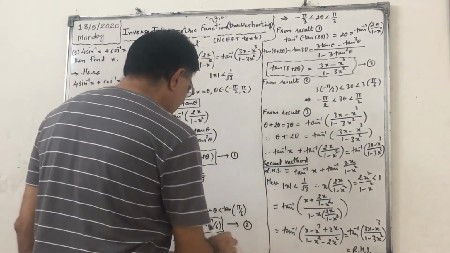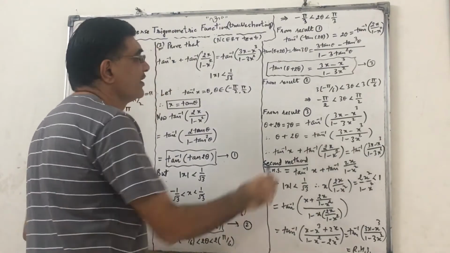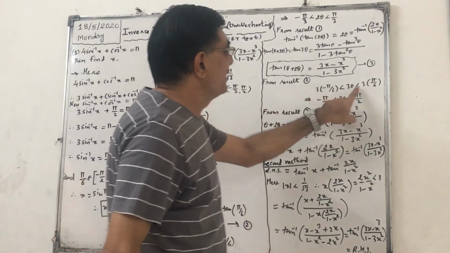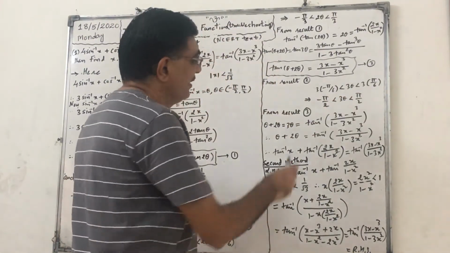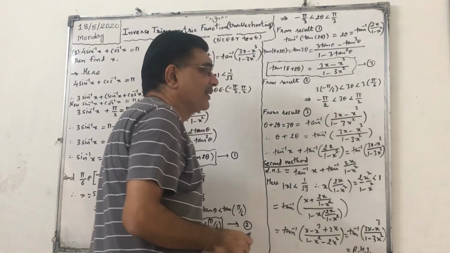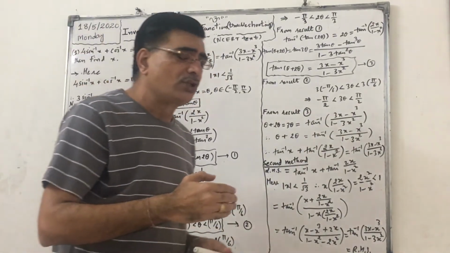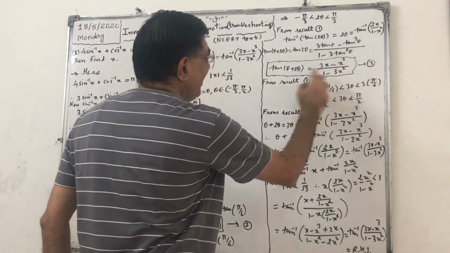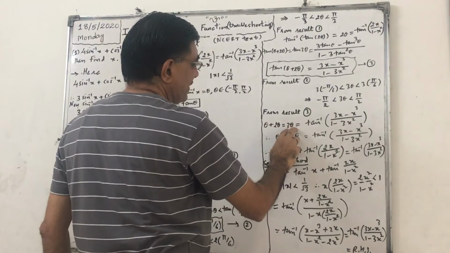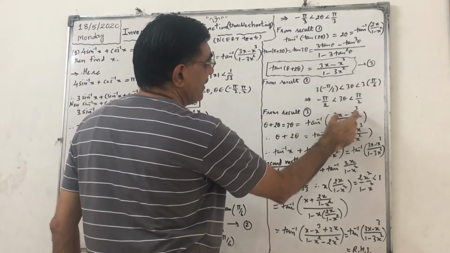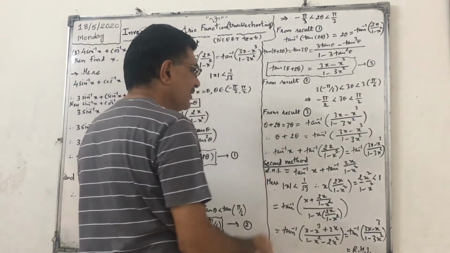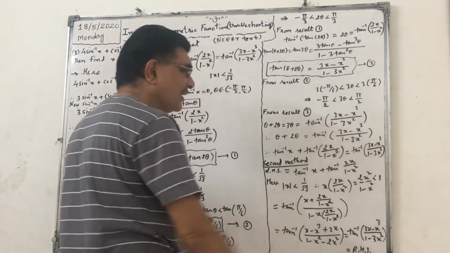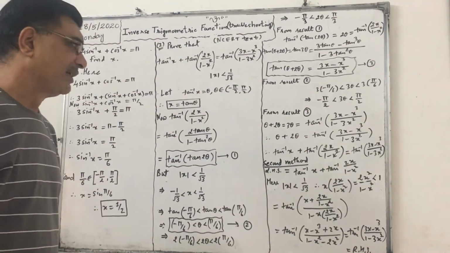Now from result 2, multiplying by 3 because we need 3 theta: 3 into minus pi by 6 less than 3 theta less than 3 into pi by 6. So minus pi by 2 less than 3 theta less than pi by 2. So 3 theta belongs to the range of tan inverse. So this can be written as tan inverse of it. So theta plus 2 theta, that is 3 theta, equals tan inverse of 3x minus x cube upon 1 minus 3x square. But theta is tan inverse x, and 2 theta is tan inverse of 2x upon 1 minus x square, equals tan inverse of 3x minus x cube upon 1 minus 3x square.